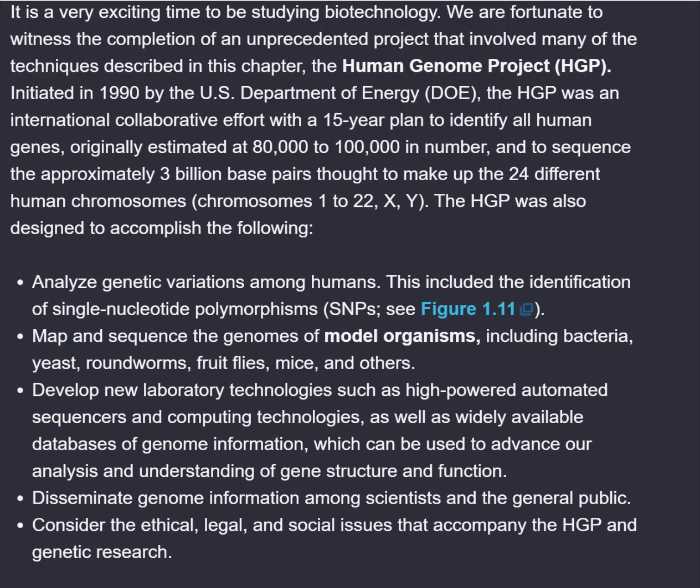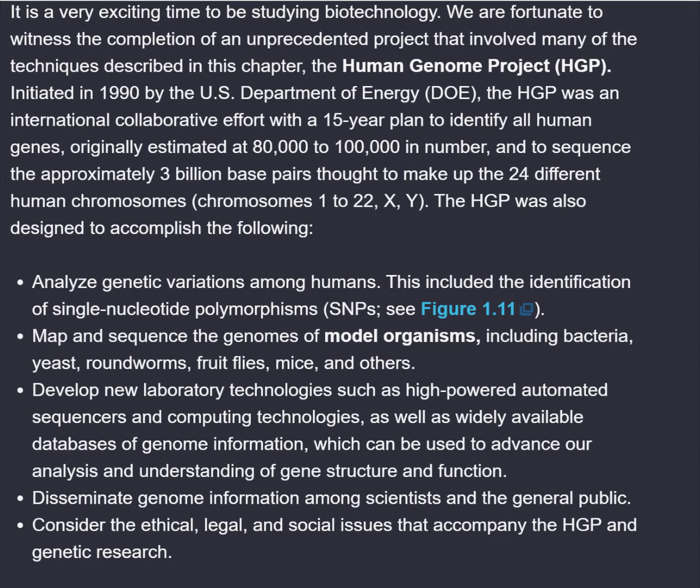Initiated in 1990 by the U.S. Department of Energy, DOE, the HGP was an international collaborative effort with a 15-year plan to identify all human genes, originally estimated at 80,000 to 100,000 in number, and to sequence the approximately 3 billion base pairs thought to make up the 24 different human chromosomes, chromosomes 1 to 22, X, Y.